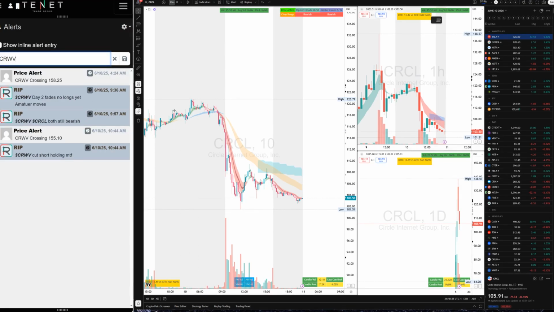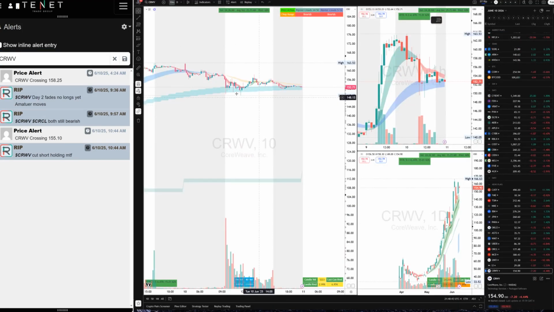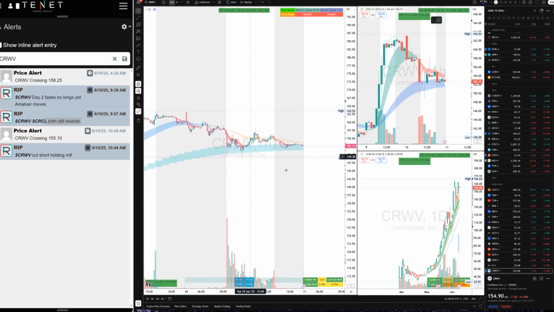We were also short CoreWeave. CoreWeave was our day 2 short, but that one didn't work out. It chopped us all day. We were short right at the open. They were bearish, and it did not really work. You see that it held the MTF clouds. So CoreWeave was our loser there as well.